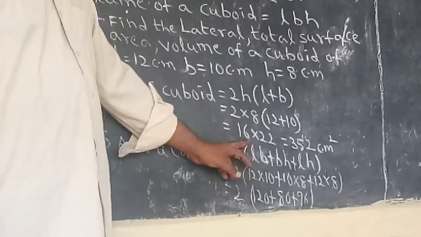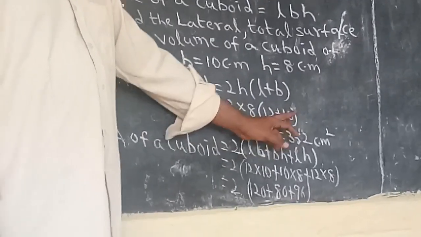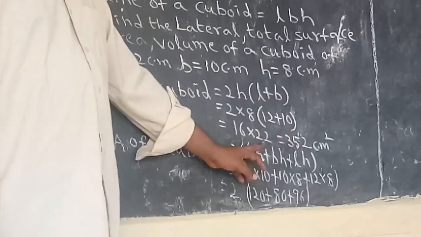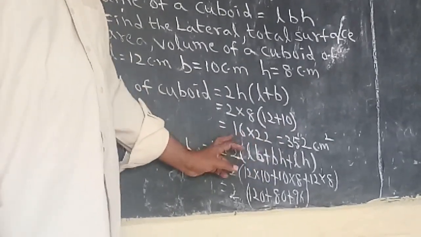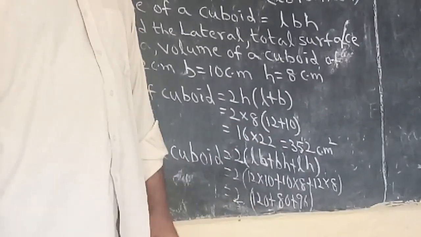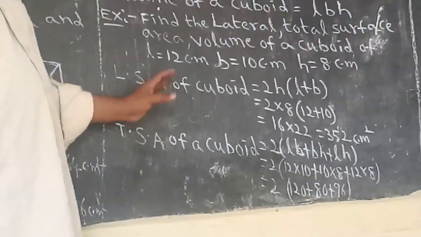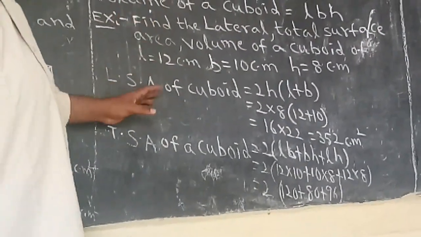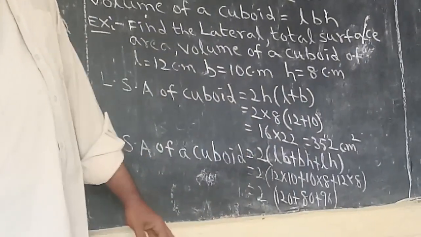2 8s are 16 into, what is the value of 12 plus 10? 22. So I have to put the value of 22 here. We have to multiply 16 and 22. We get 352 centimeters square as the answer. So you get the answer. Lateral surface area of a cuboid is 352.